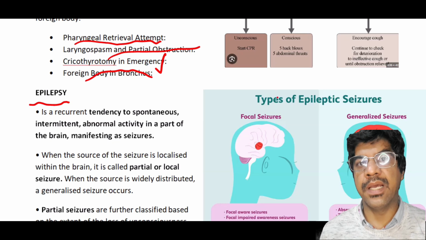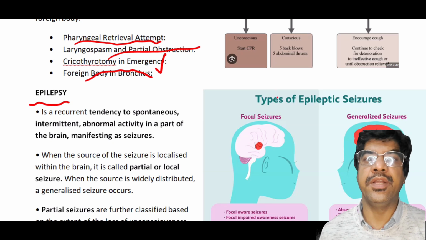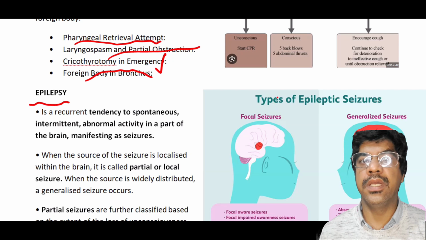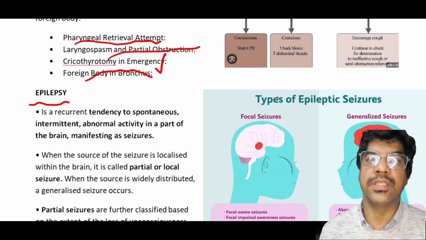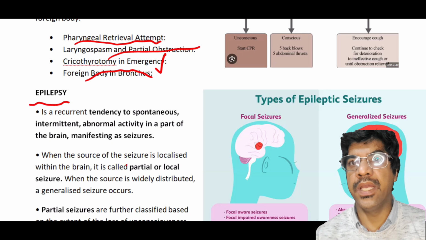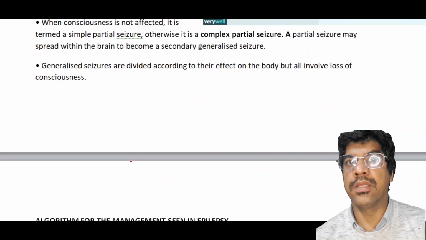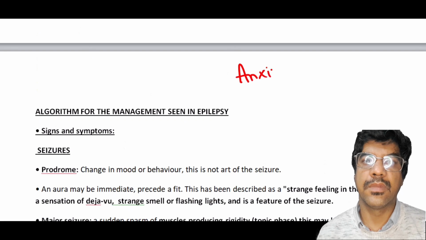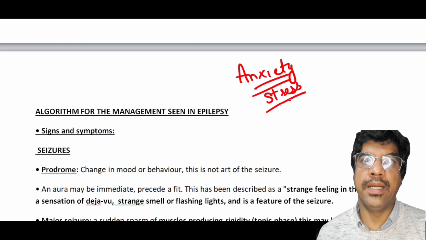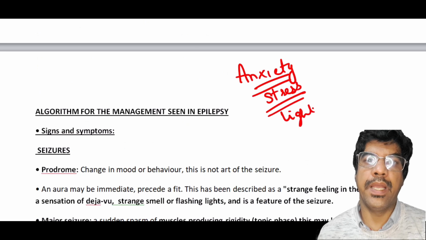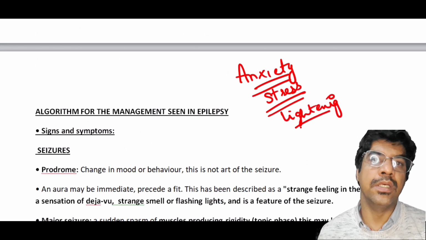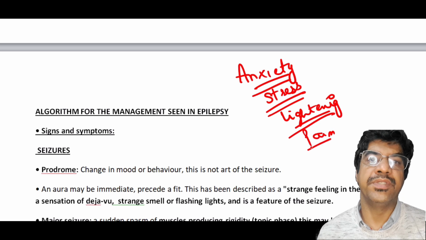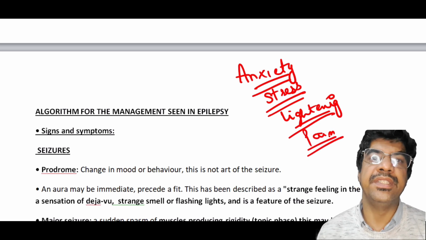A patient with epilepsy may experience a seizure during or after a dental procedure, including tooth extraction. The main factors are anxiety, stress, or lightening or pain associated with the dental procedure that can trigger the seizures.